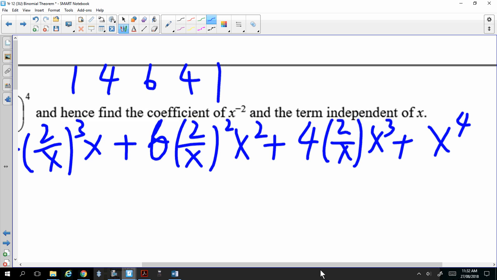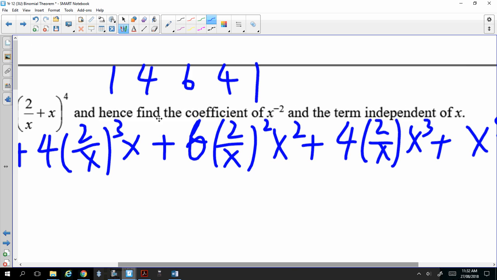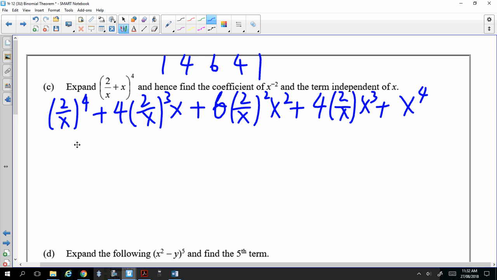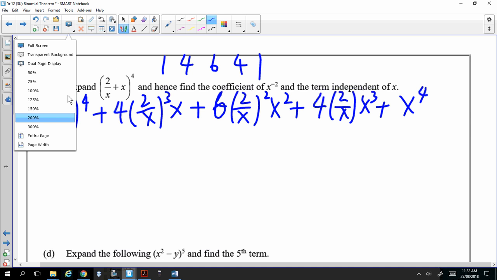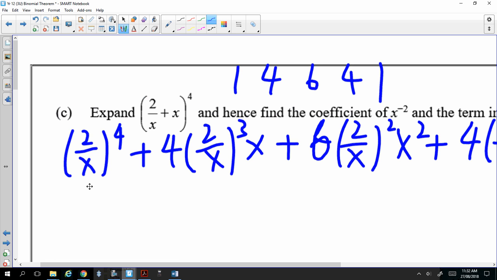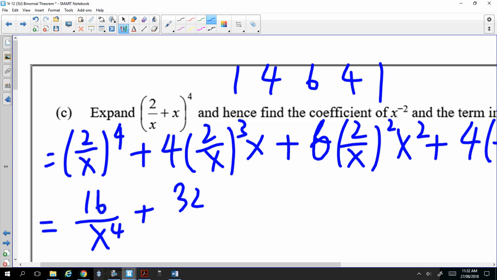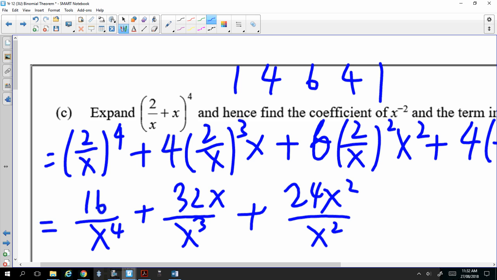So you simplify each. So how do we simplify? You just raise it to power 4. So you get 16 over x power 4. That will be 32 over x cubed times x on top, plus 4 times 6, 24 over x squared on top, plus 8x cubed over x plus x power 4.